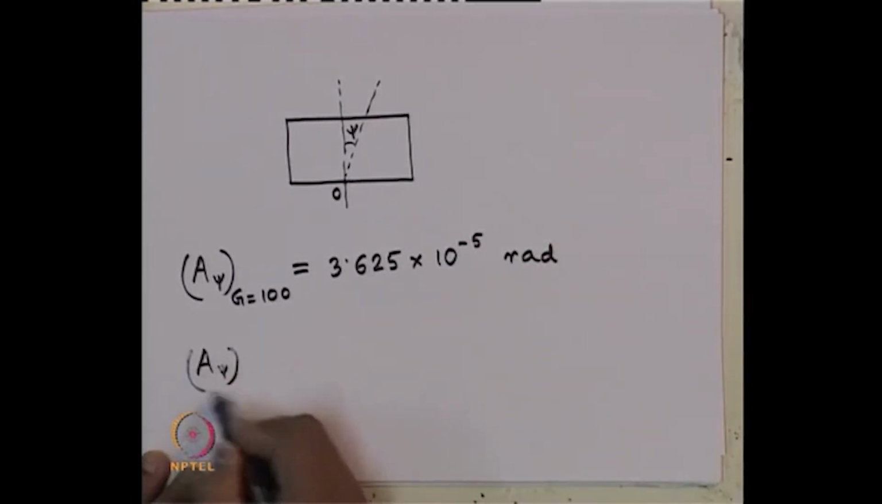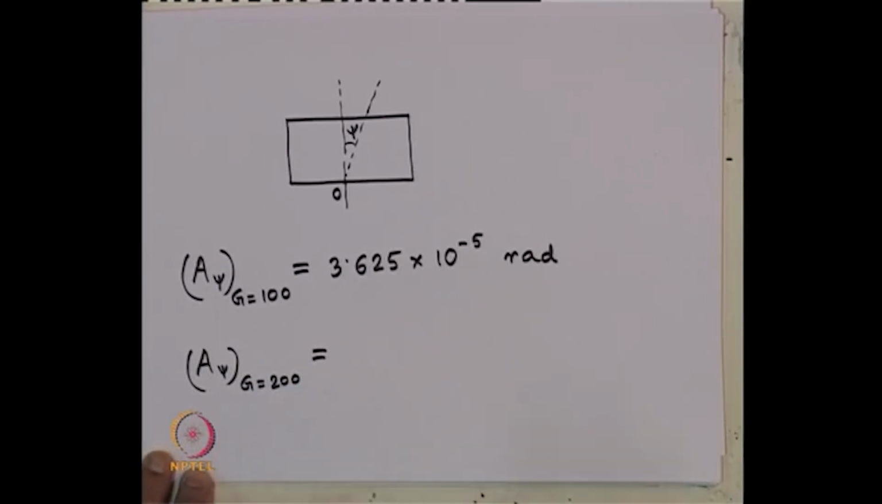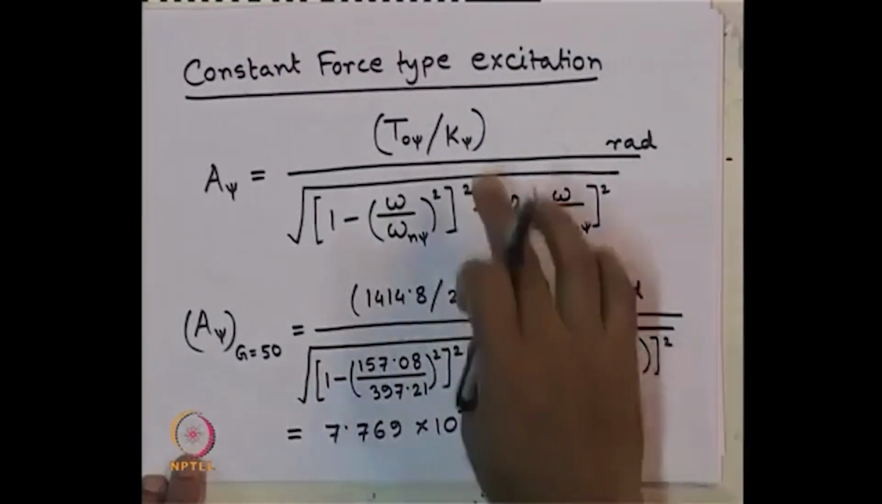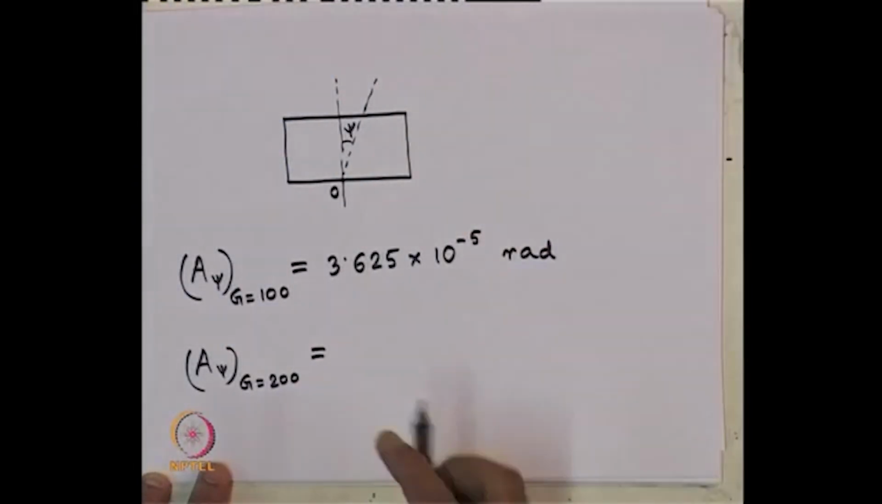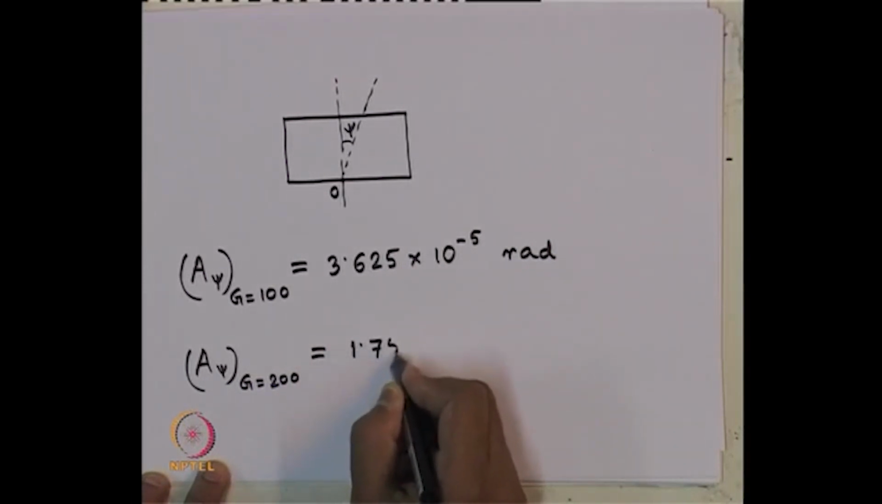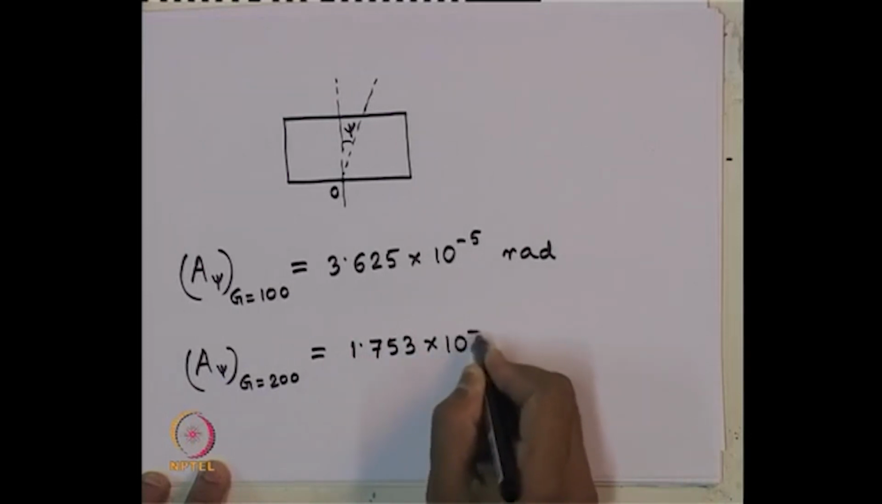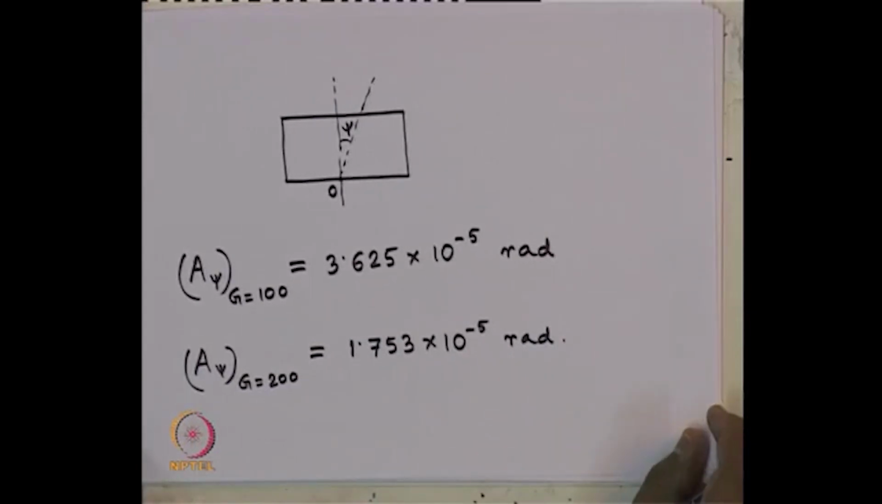Also for the third type of soil with G equals to 200, if we put the corresponding values of K psi and omega n psi for the third type of soil, G equals to 200 kg per centimeter square, we will get 0.753 into 10 to the power minus 5, so much of radian. Okay. So, these displacements what we have computed are at operating frequency. Now, we need to find out the displacement amplitude at resonance frequency also.